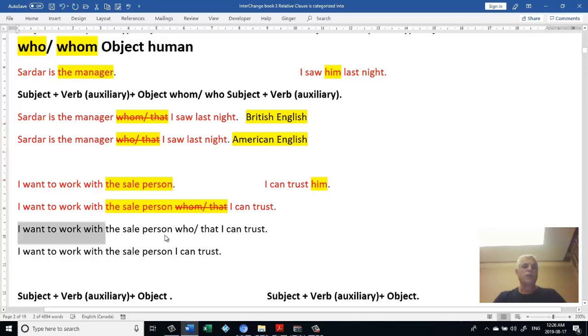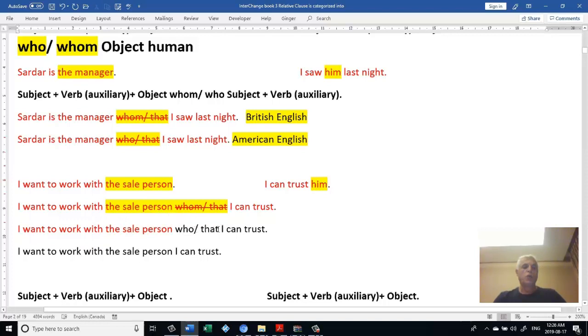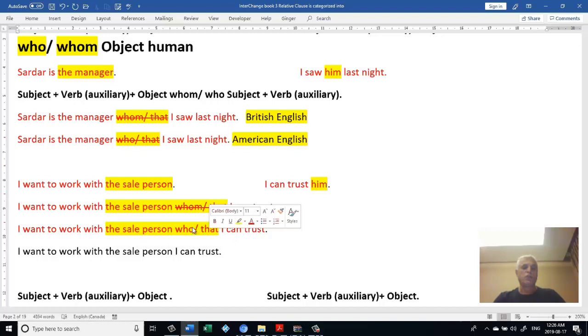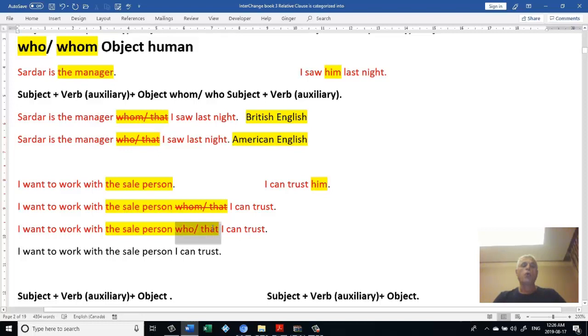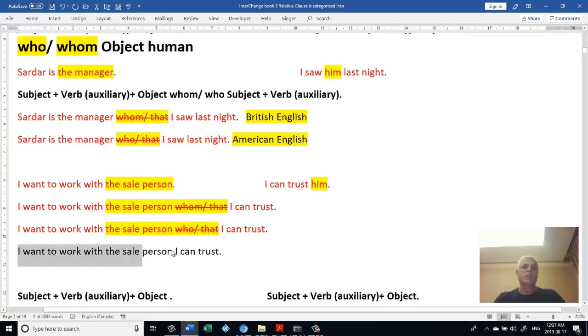I want to work with the salesperson. That's the first sentence. Then the second one, who or that I can trust. Then we have the common word between the two, the salesperson, who and that. And then if you remember, we said when it comes to who or whom or that in the position of the object, we could delete them. Okay, as we did here, I want to work with the salesperson I can trust.